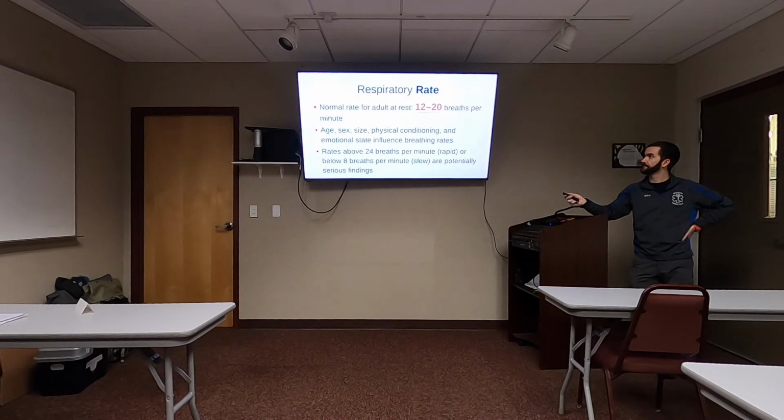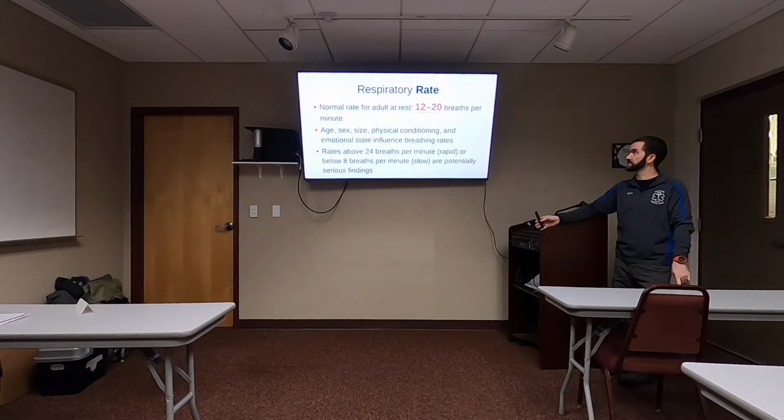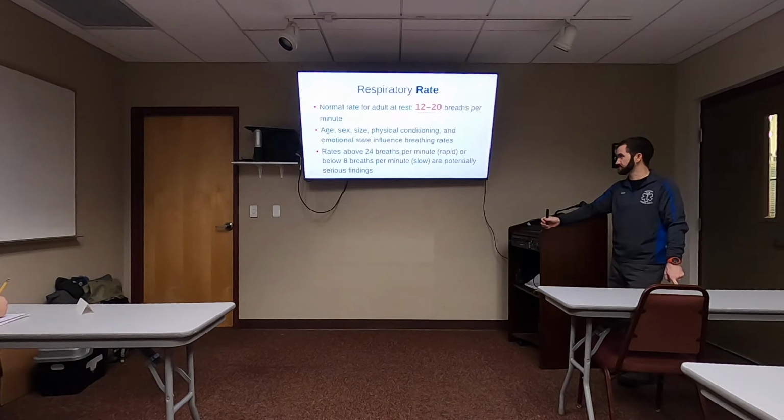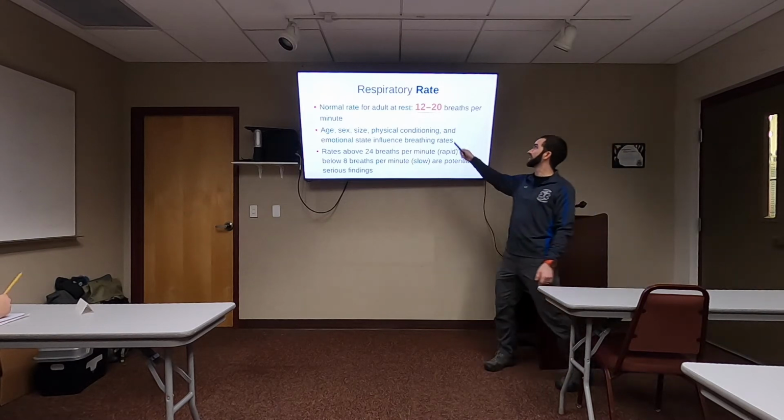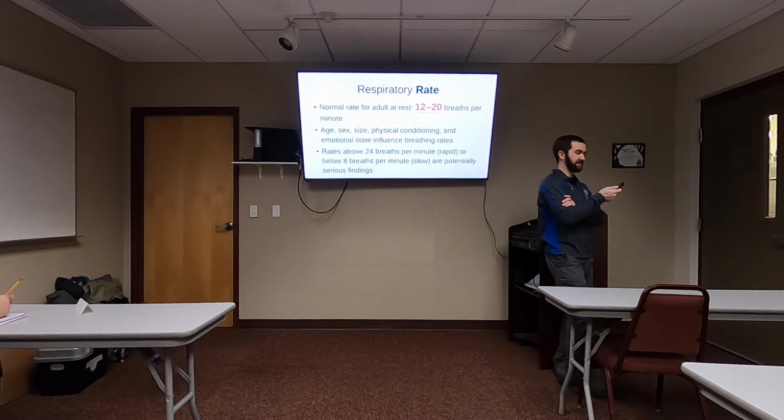Respiratory rate, so this is how many times you're breathing in and out in a minute. So for an adult, at rest, 12 to 20 is the normal rate. If somebody's really calm, you can get down to maybe 10-ish per minute. 8 and below, I start to get worried.